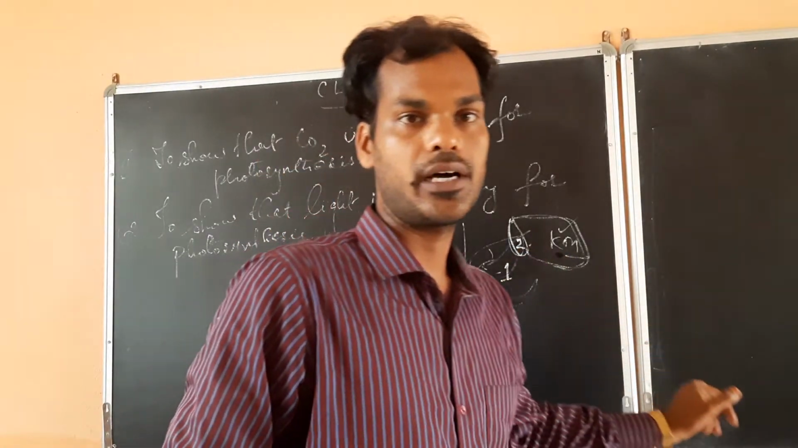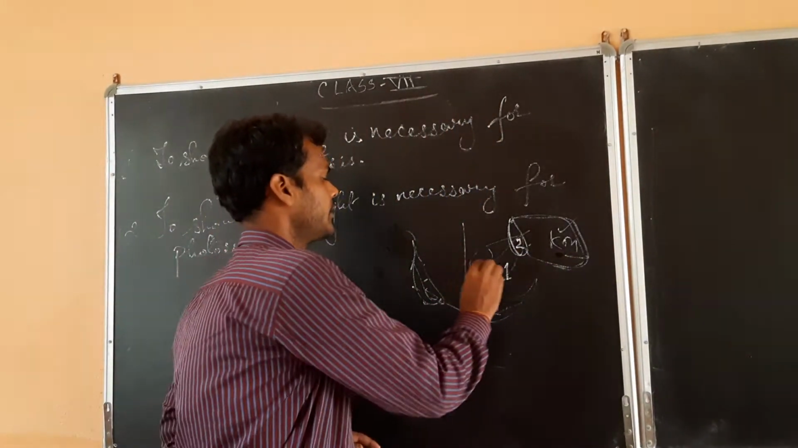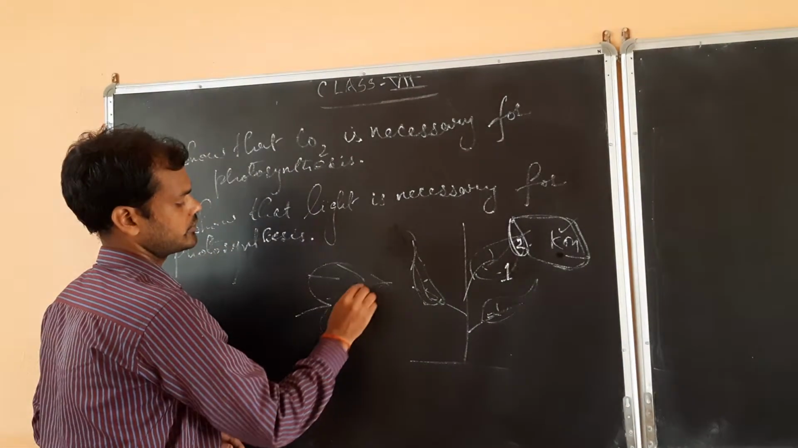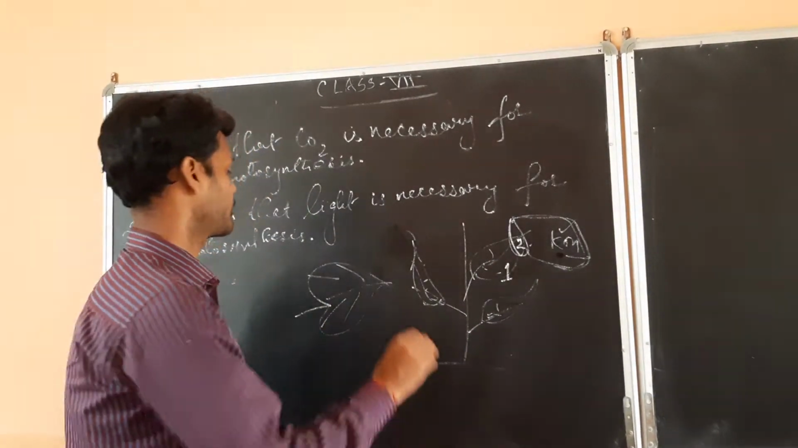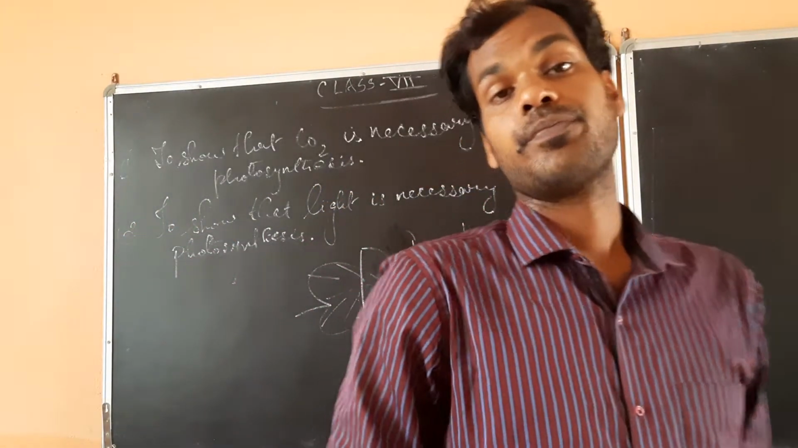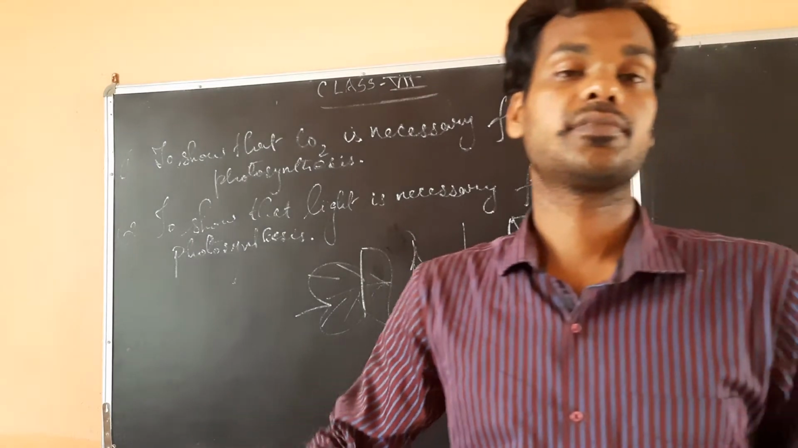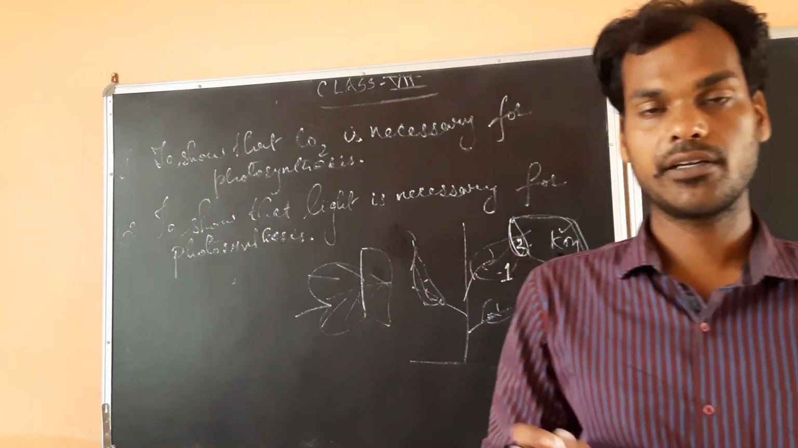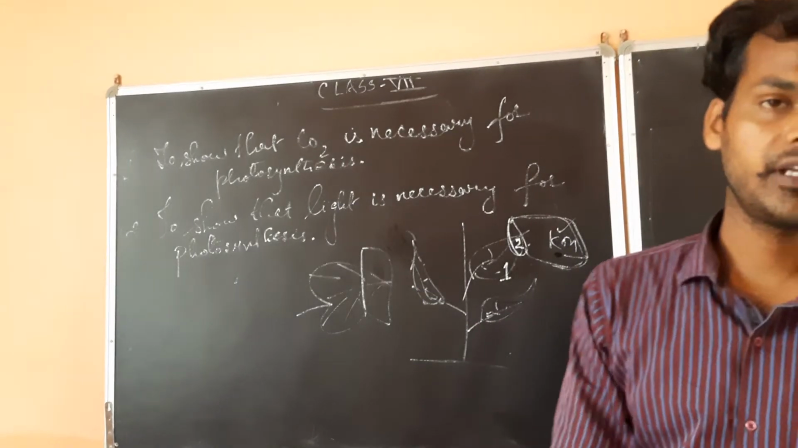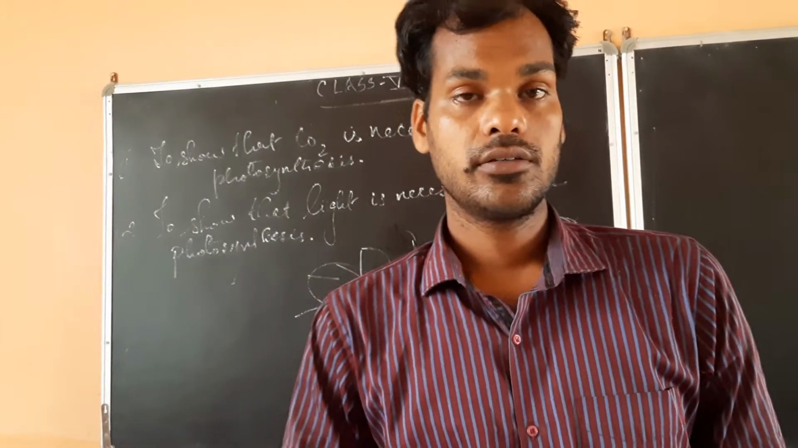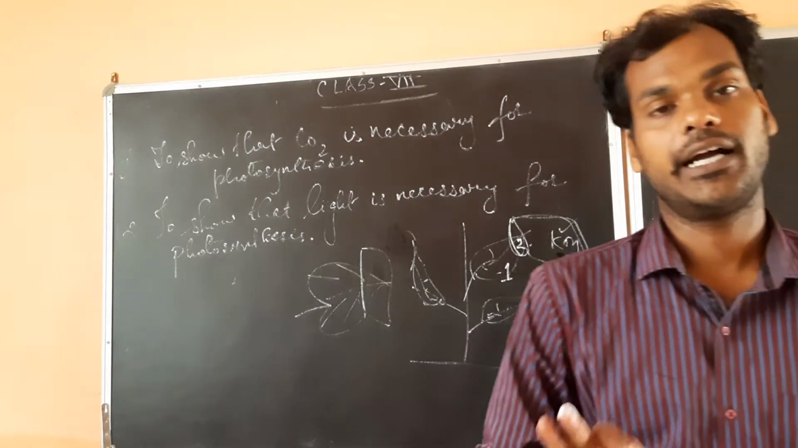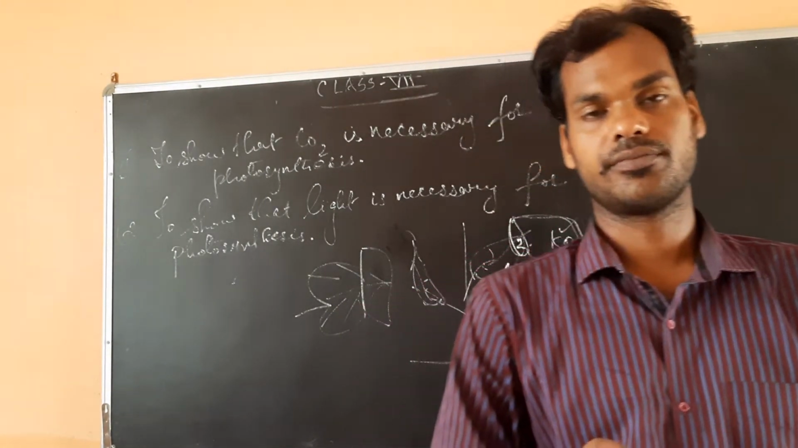Now we have to pluck the leaf and we have to do the starch test. So for this starch test, what we have to do? We have to take the leaf, then we have to boil it in water, then afterwards we have to put the same leaf in alcohol. Okay, then we have to add iodine solution.